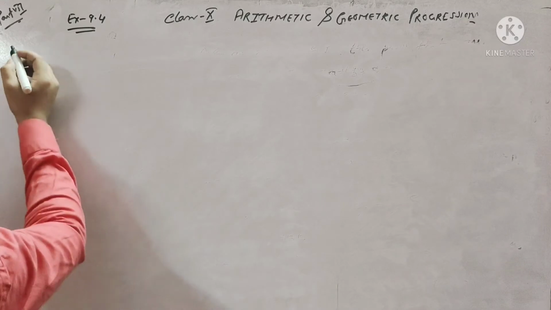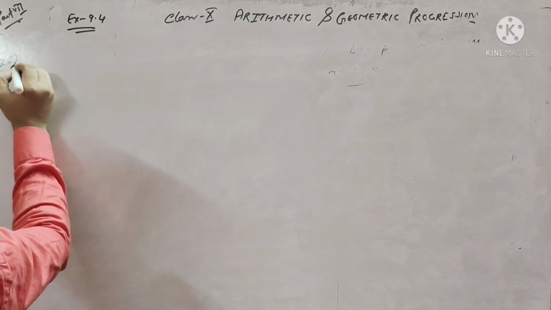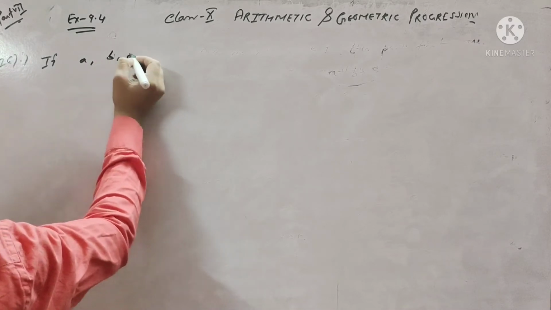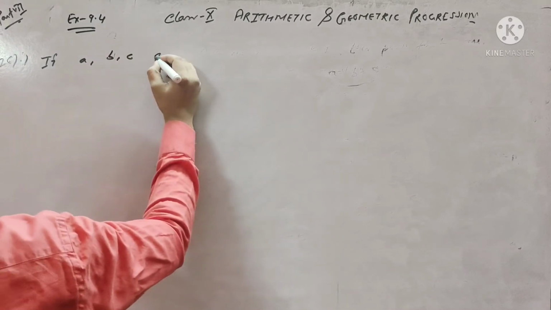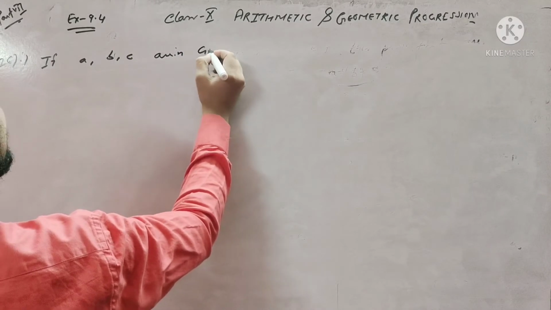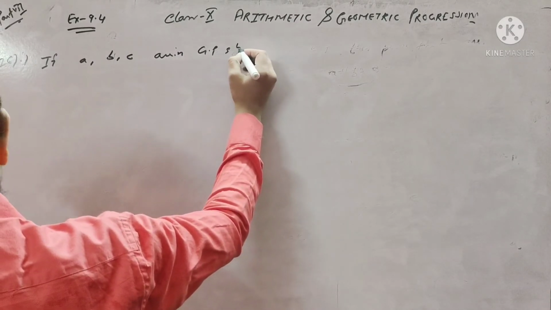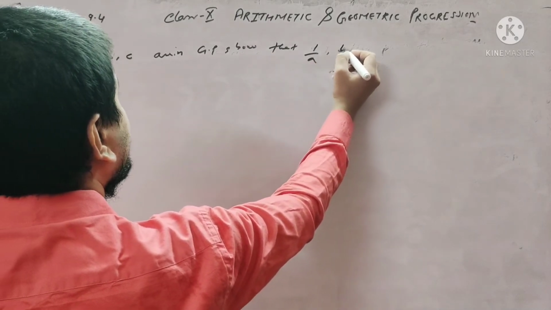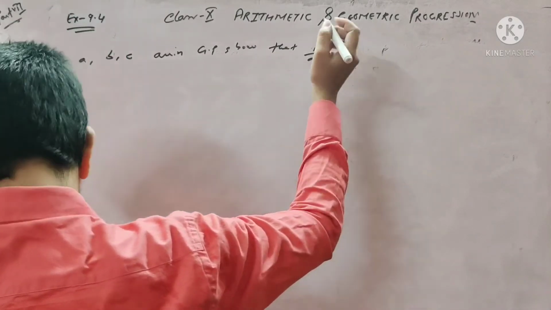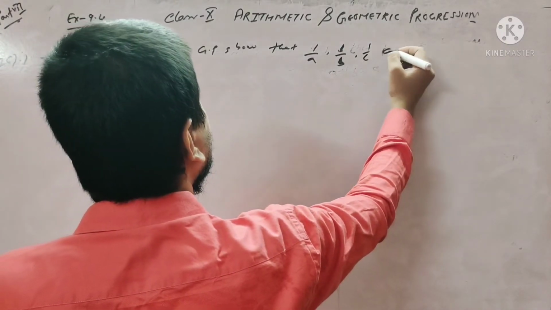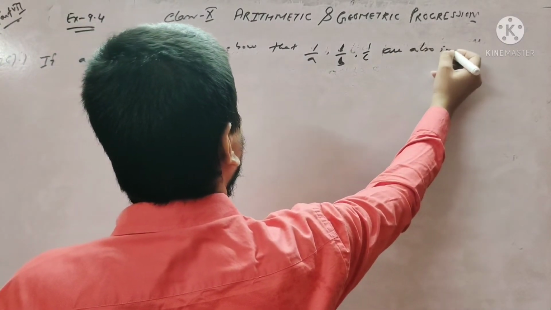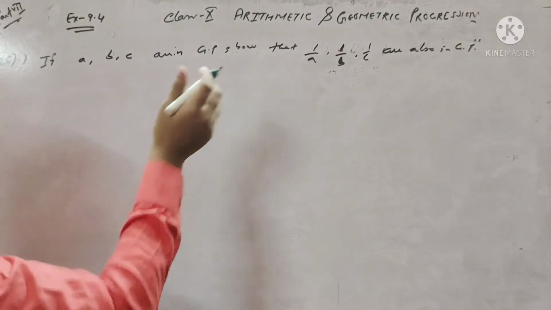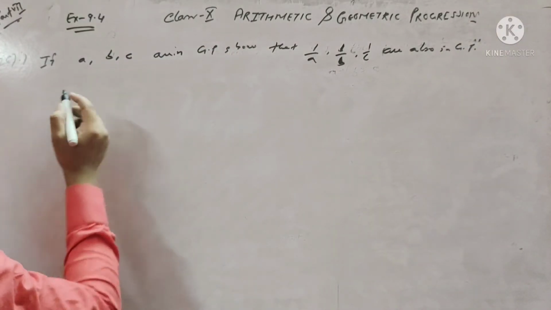Question number 26(1). If A, B, C are in GP, show that 1 by A, 1 by B and 1 by C are also in GP. Okay. If this one is GP, show that this one is also GP.